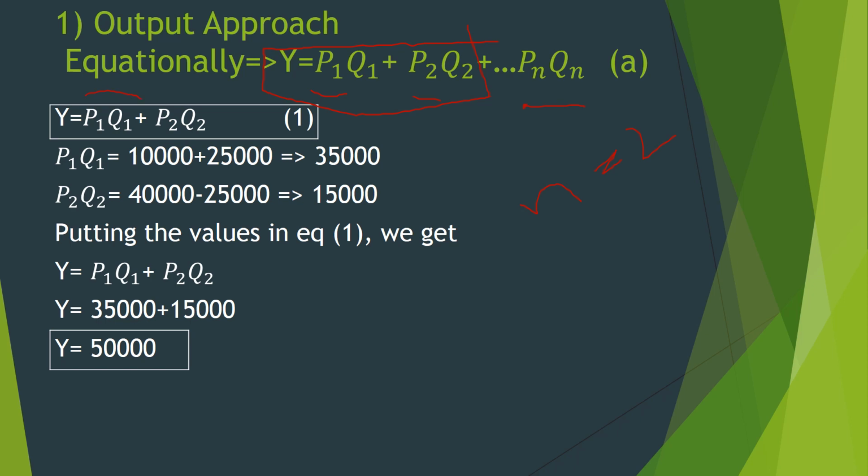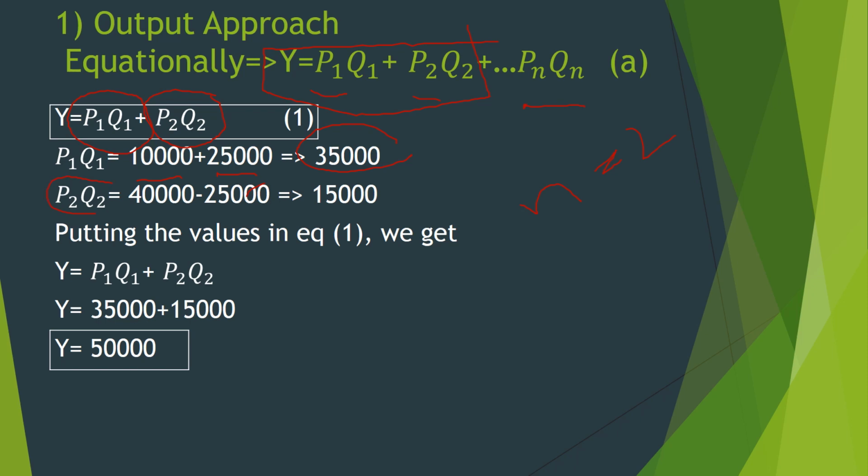Here P1Q1 represents the revenue generated by the production of oranges, and P2Q2 represents the revenue generated from the production of juice. The revenue generated by the Orange Inc. company is 10,000 plus 25,000, that is 35,000. It means that 10,000 is revenue generated by selling the oranges to the public and 25,000 is revenue generated by selling the oranges to the juicing company.